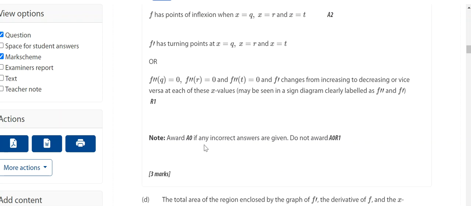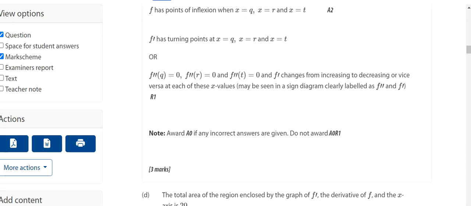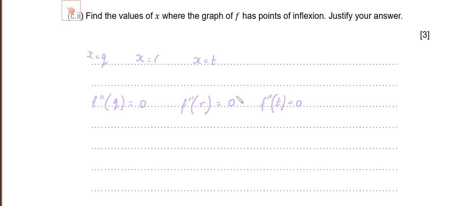Award nothing if incorrect answers are given. Do you understand why? Because if you give me a correct answer followed by a wrong answer, it might have been a lucky guess. So we just go, no, it's all or nothing. So you're almost better off, if you're not sure, just giving 2 correct answers, then you'll get something, potentially. All right, back to this.